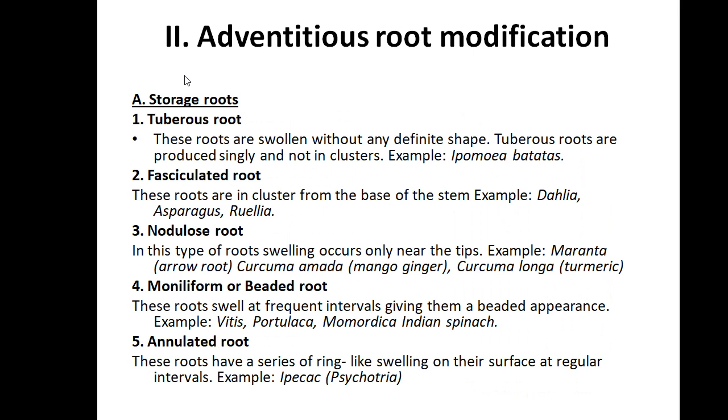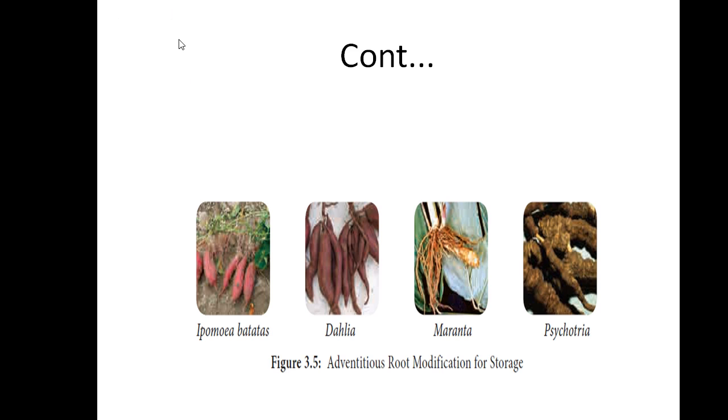Now I am coming to the adventitious root modification like tuberous root, fasciculated root, nodulose root, moniliform and annulated. Tuberous root means these roots are swollen and without any definite shape. Example, Ipomoea batatas, that is our sweet potato only. So it does not have any shape.